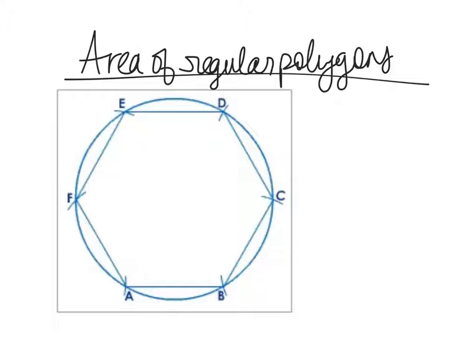Okay, so I want to go over with you the area of regular polygons pretty quickly. You all know the area of most of the other shapes. They're pretty straightforward, but polygons are just a little bit strange. All right, so what I'm showing you here is a hexagon.